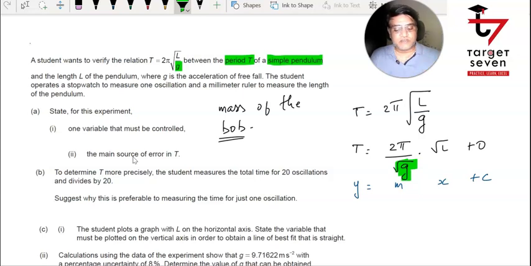So it is always a better idea to take the time taken for around 10 oscillations or 15 oscillations, and then that time can be divided by the total number of oscillations that have been counted. And that is what the next question here says. To determine T more precisely, the student measures the total time for 20 oscillations and divides by 20. And why do you think? Suggest why this is preferable to measuring the time for just one single oscillation.